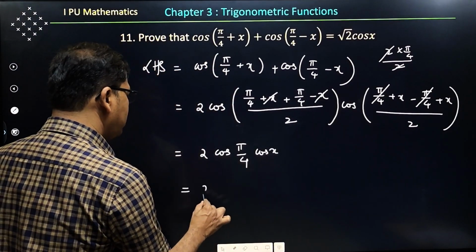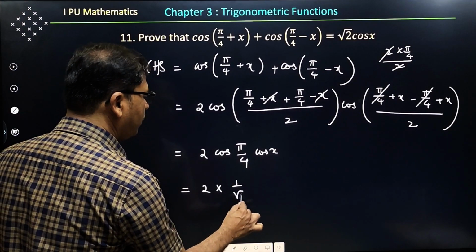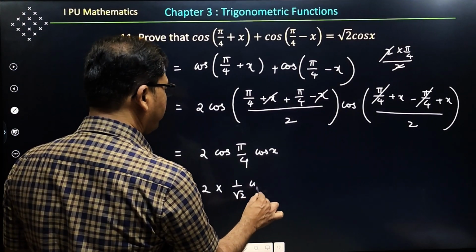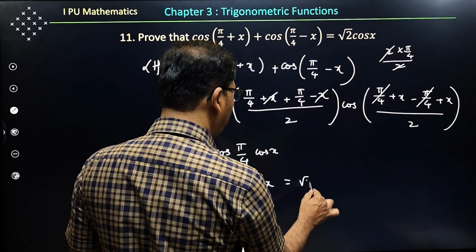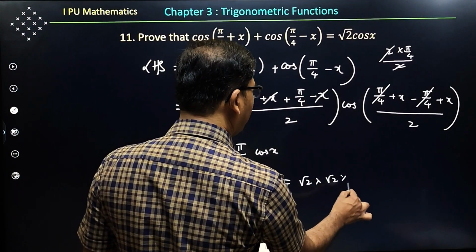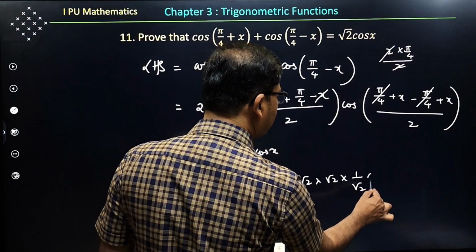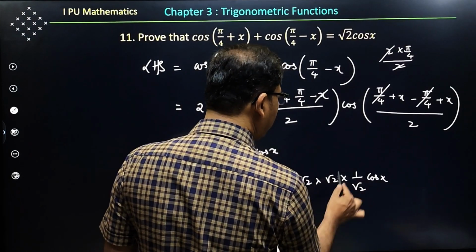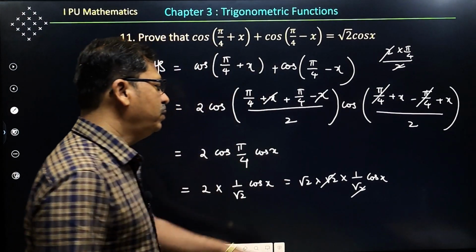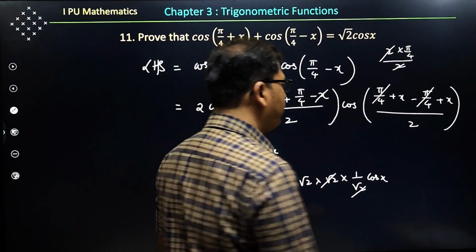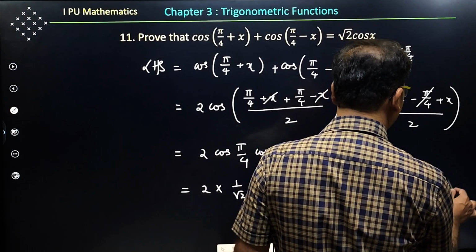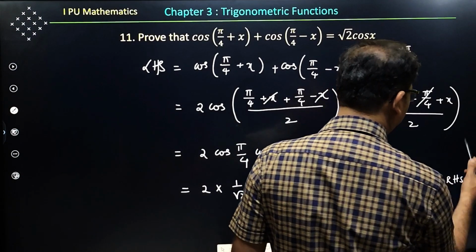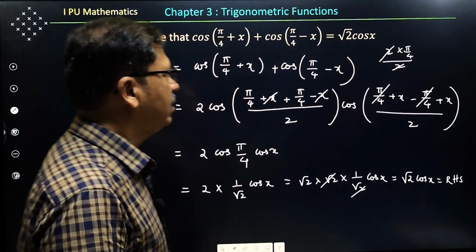So this is 2 as it is. Cos 45 is 1 by root 2 into cos x. See, this 2 can be written as root 2 into root 2 into 1 by root 2 cos x. Okay. Now it is the time to eliminate these two. Root 2 cos x remains here. This is equal to root 2 into cos x. And this is our required right hand side here.